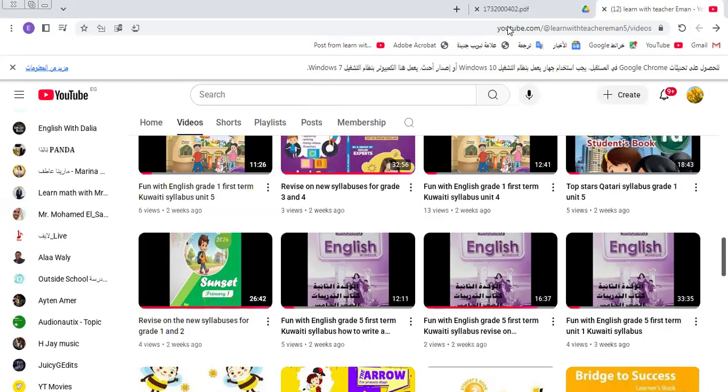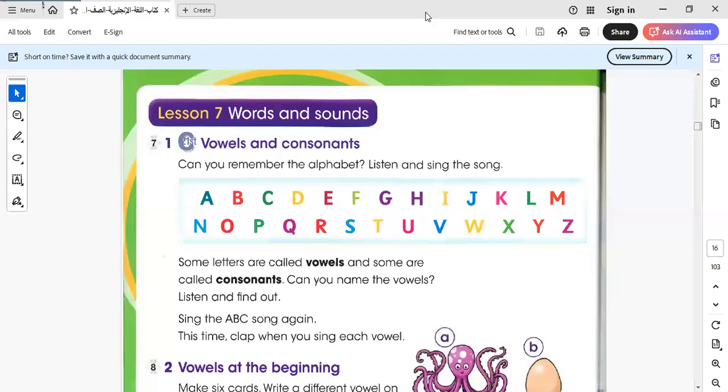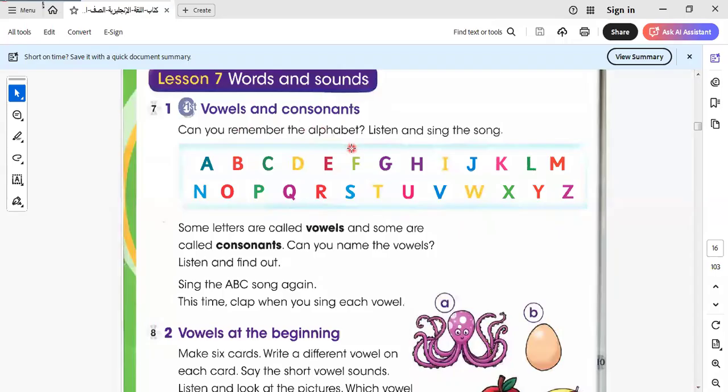This video is for the Emirati syllabus grade 3, first term, unit 1, from lesson 7 till lesson 9. Let's go to our unit today. I will start from lesson 7 about words and sounds. In this part of your book, we learn the vowels and consonants.